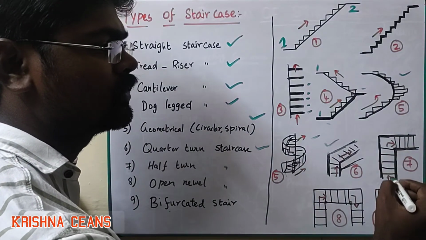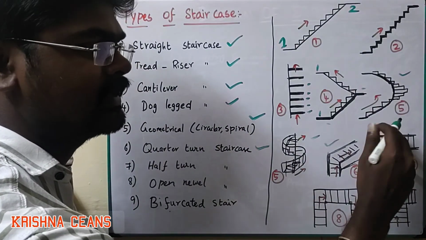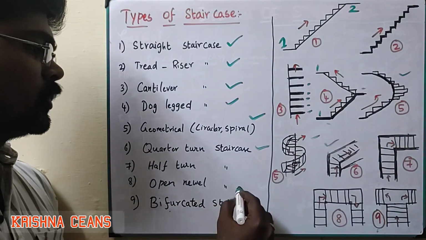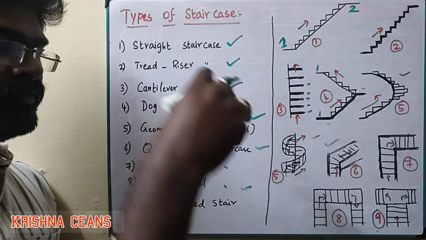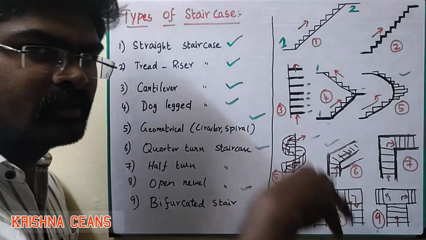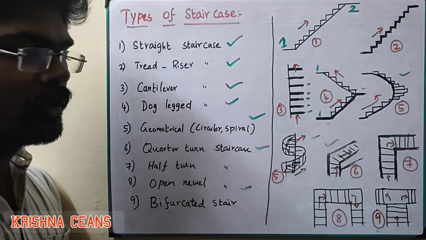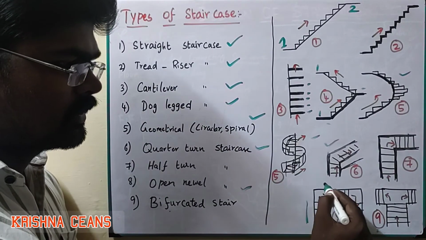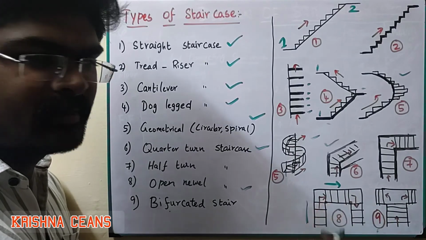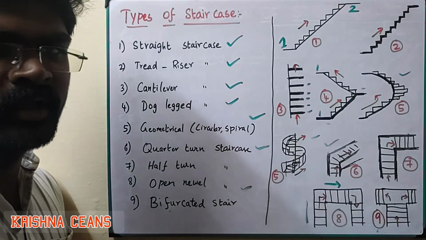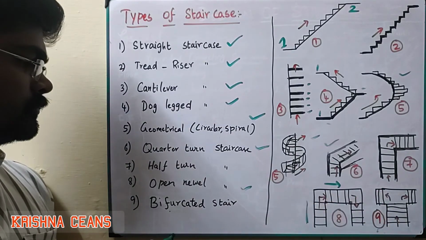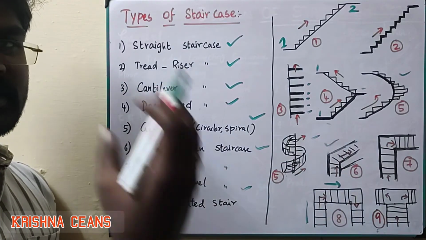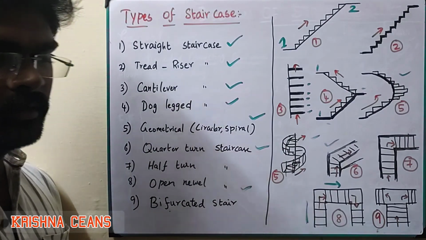When we move from here, the halfway portion is the landing, then it suddenly turns at 90 degrees. Then open newel: when we see it from the plan view, it looks like an empty space in between, so it is called an open newel staircase. Here also steps are there, and here also we provide steps. There are 2 landings in between the staircases. Then finally we reach the floors. It is used for ventilation and for light coming into that newel.